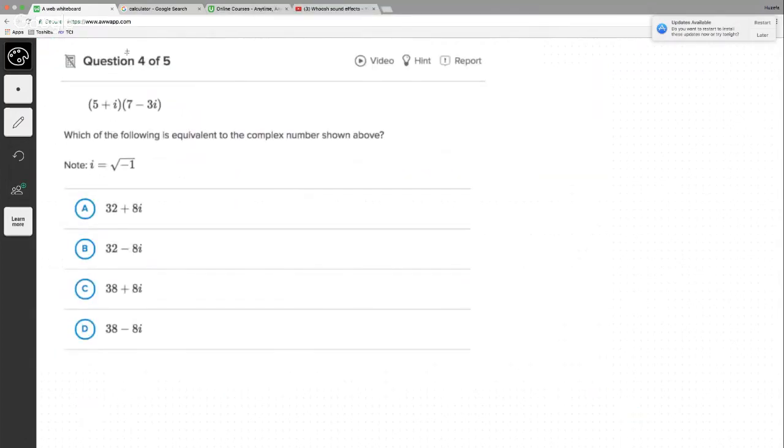Boom. Here we go. Question number 4. 5 plus i times 7 minus 3i. This is the same type of problem, just different numbers. We're going to get a lot of good practice with these guys. All right. Boom. I'm just drawing the arrows for FOIL, right?